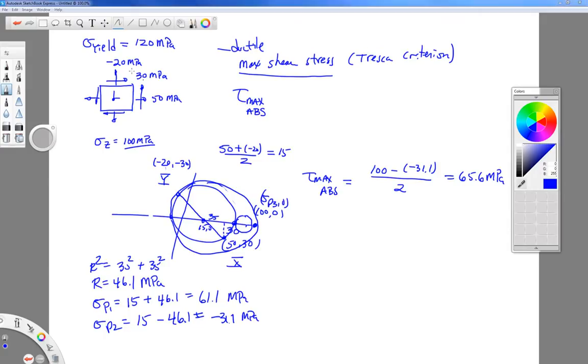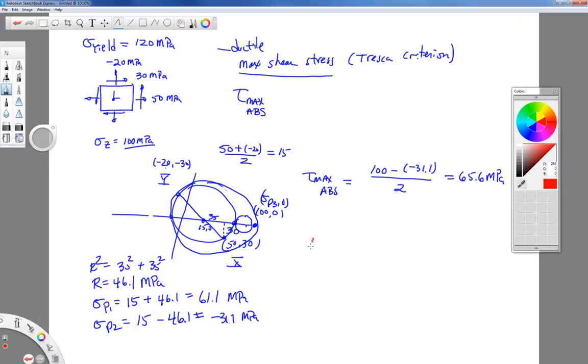All right, now we're given the yield stress of the material up here, which is 120 megapascals. And we have just computed the absolute maximum shearing stress of 65.6 megapascals. This is a sigma and this is a tau. We can't really compare those directly. What we need to do is figure out what tau maximum absolute is in a tension test at yield. If you remember back to the previous page, we had our uniaxial state of stress.